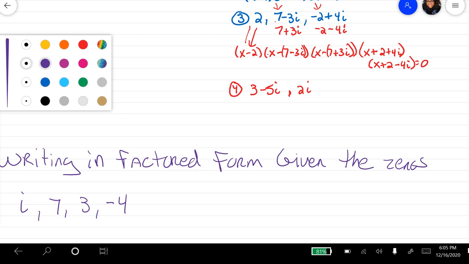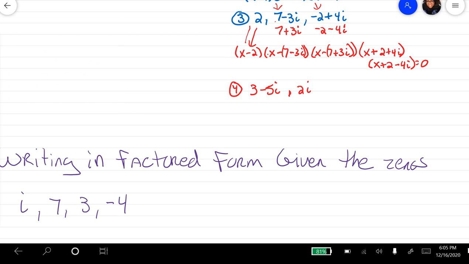So again, this fundamental theorem of algebra tells us that if we have imaginary roots, their conjugate is also a root or also a solution. So if we have 3 minus 5i that works, then we know that 3 plus 5i works, because that's the conjugate. 2i works, so negative 2i works. And then we would go ahead and write that out in the factored form.